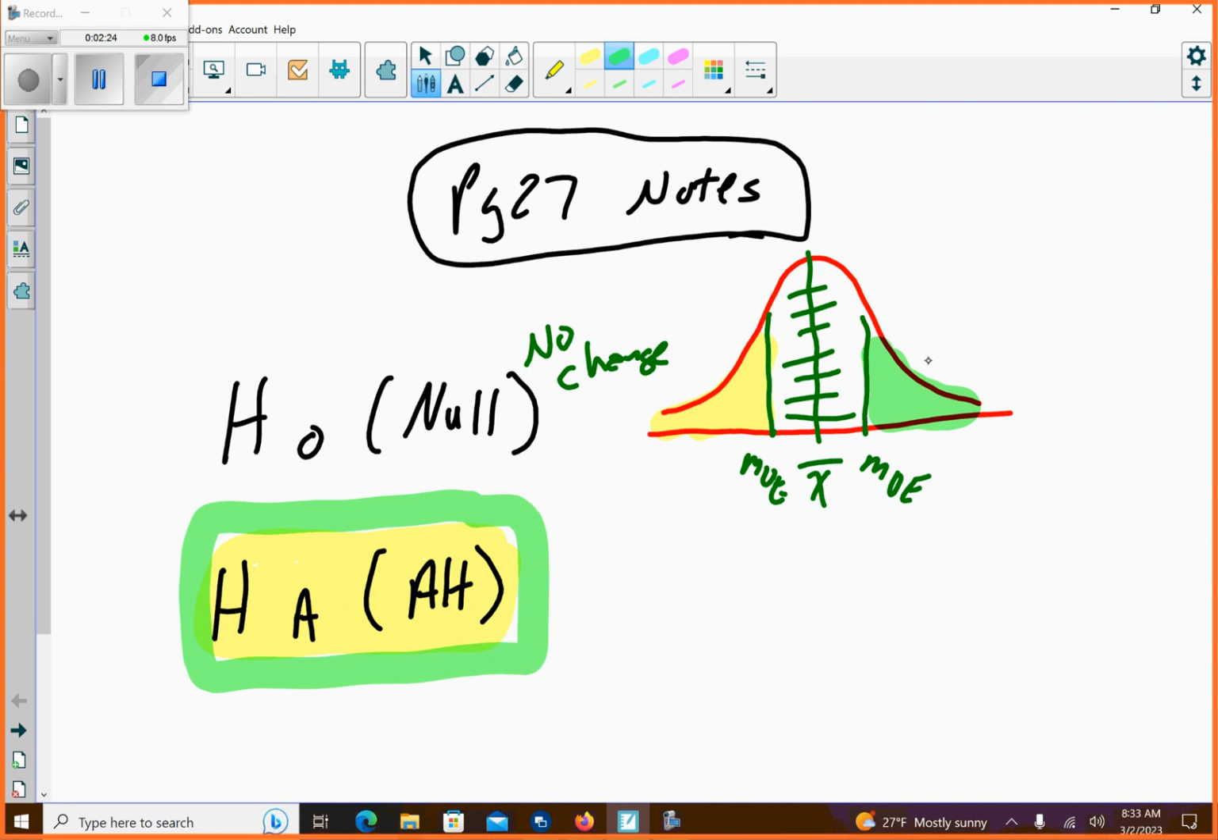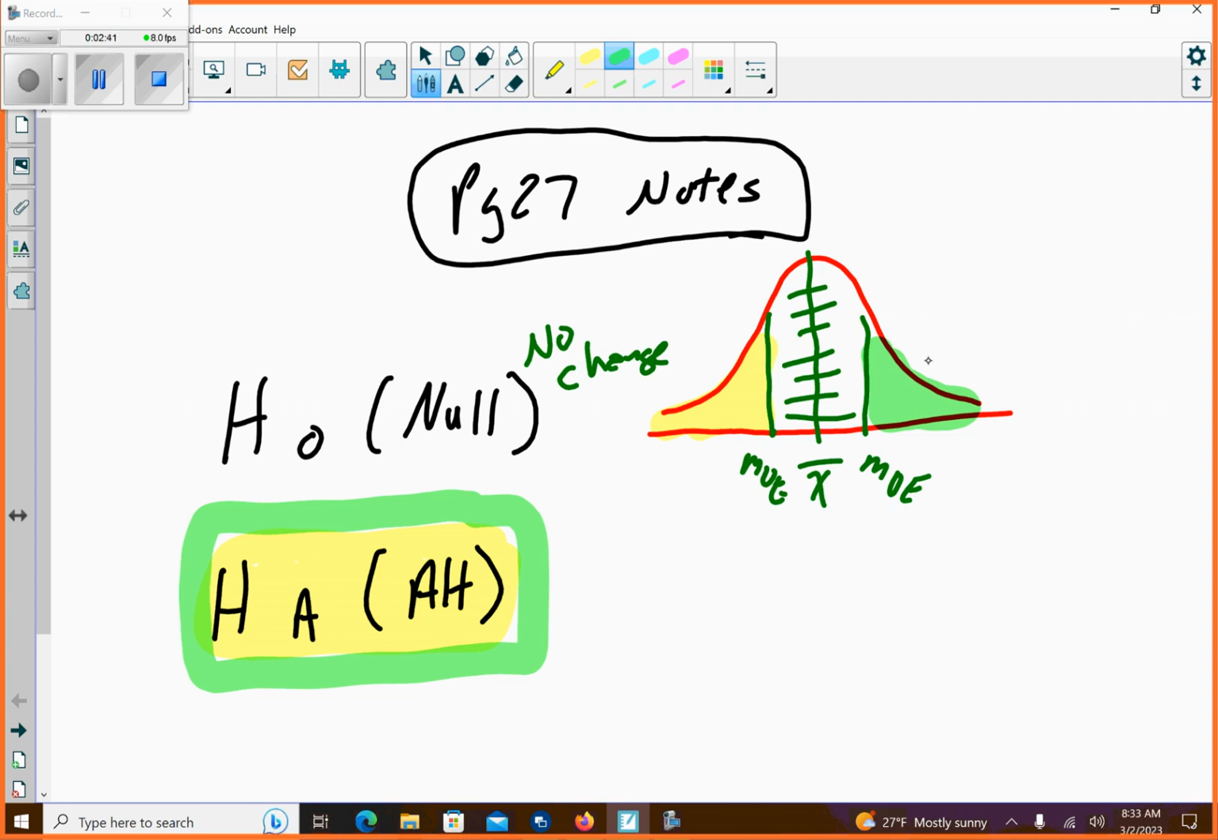If you incorporated both the green and the yellow, that's where it becomes a two-tail, and that's where the tails come from. It's the outside as you're going away. One tail would be if you're just going towards the yellow, if you're looking for things less than. If you're going towards the green, it means you're going greater than.